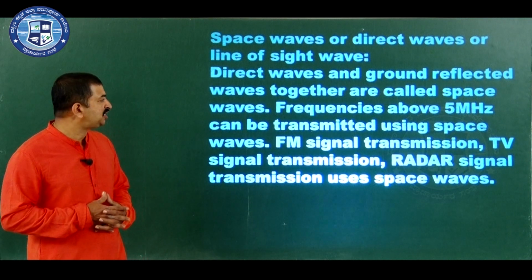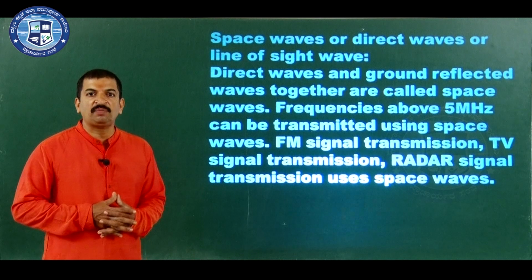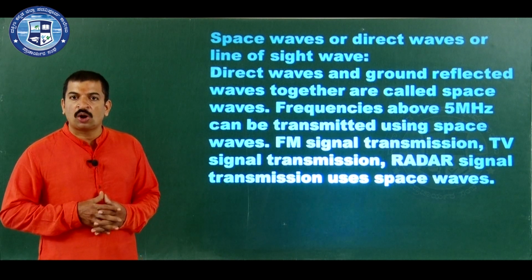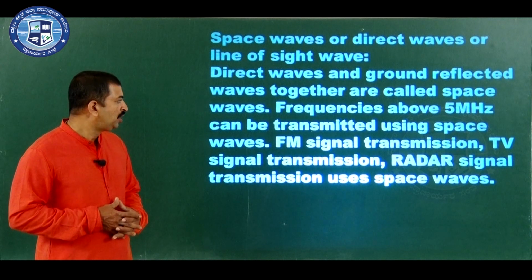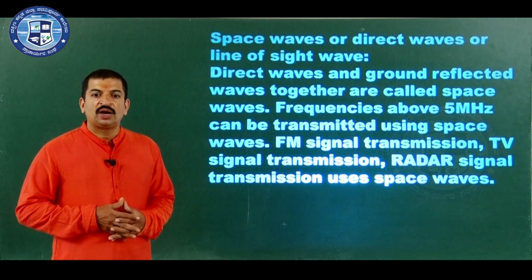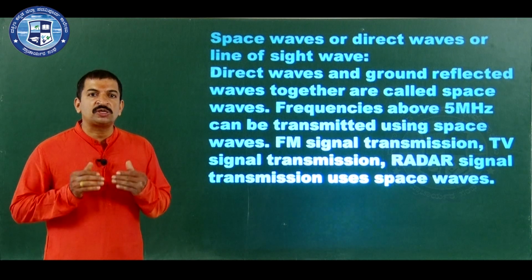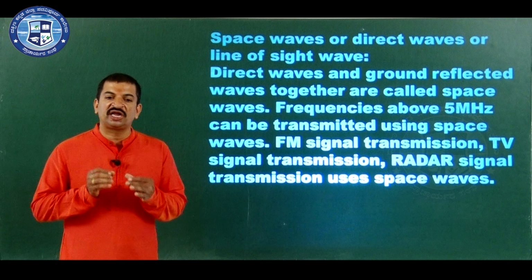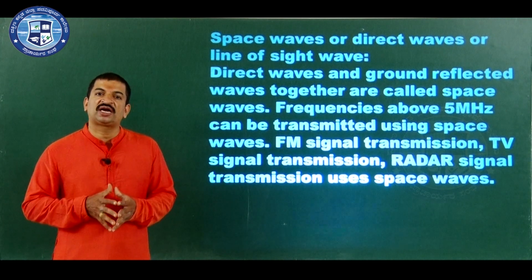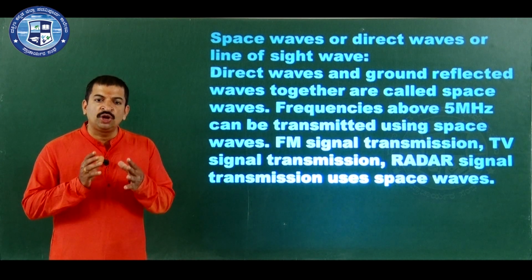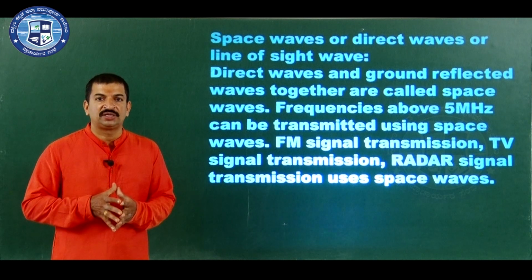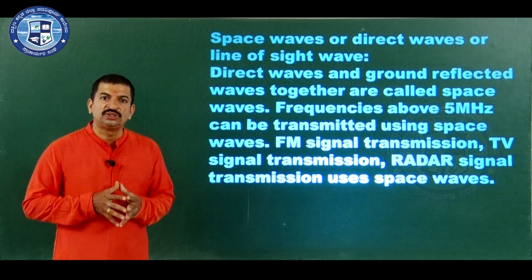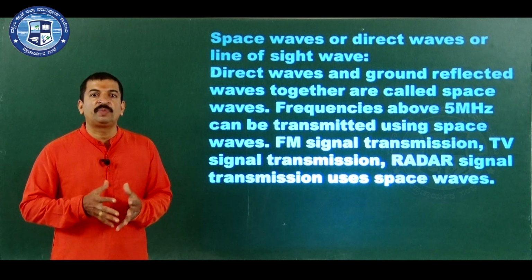The frequencies above 5 megahertz can be transmitted with the help of what is known as the space waves or the direct waves. The space waves are the waves that propagate only in a straight line. The propagation of the space waves requires very good line of sight condition. If there is any obstacle like huge buildings or huge hills, then the ray will not be received.